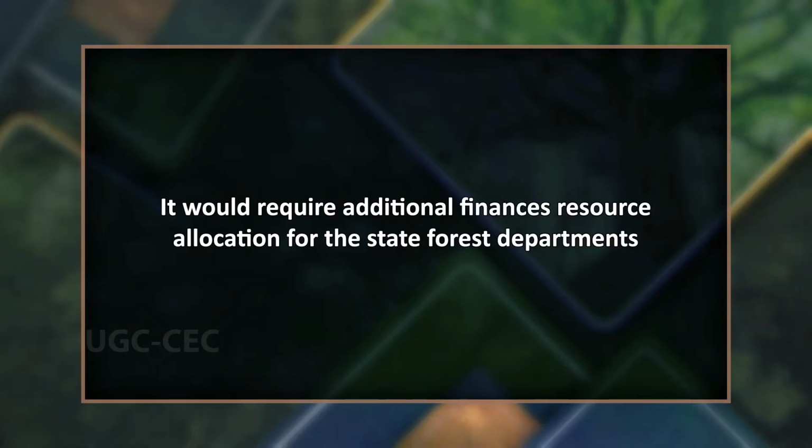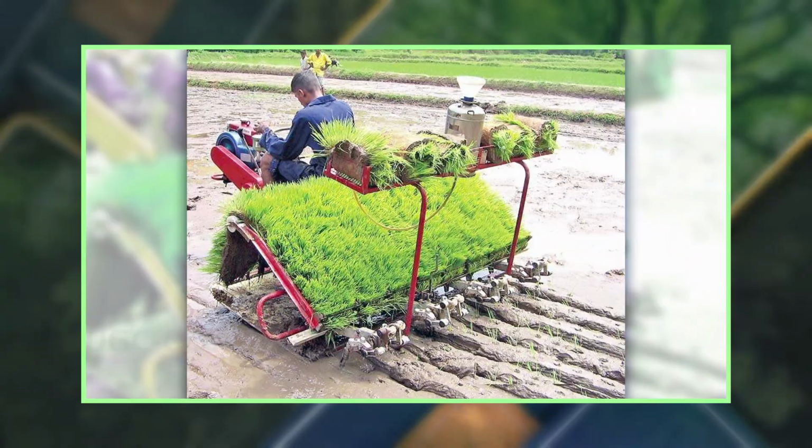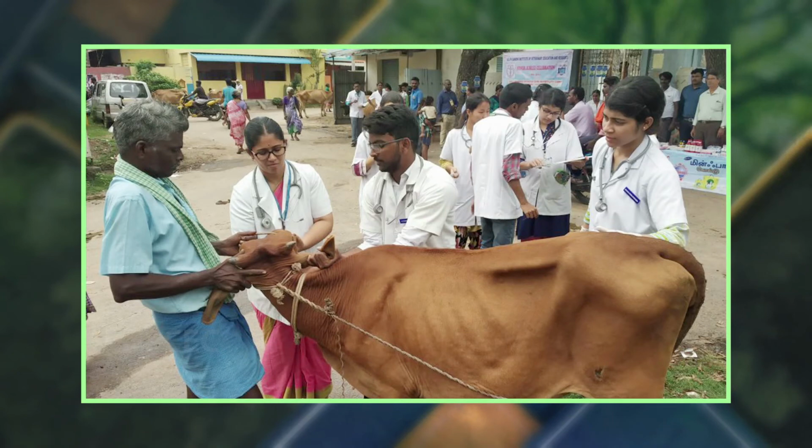Additionally, 5 million hectares can be brought under forest and tree cover through plantations on available common lands and private lands through social forestry and agroforestry measures. It would require additional financial resources allocation for the state forest departments. Claims to individual and community rights should be completed. Livelihood of the right holders should be strengthened through training them in modern agriculture, animal husbandry, and forest management.